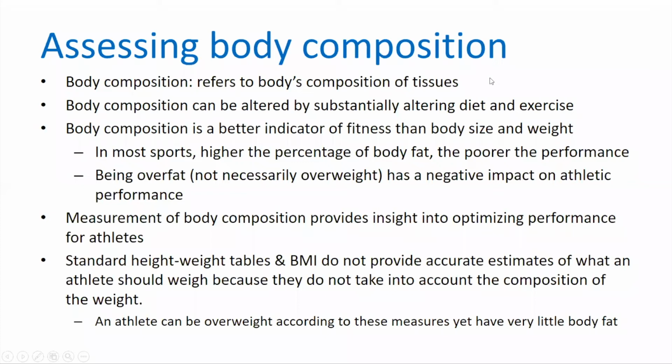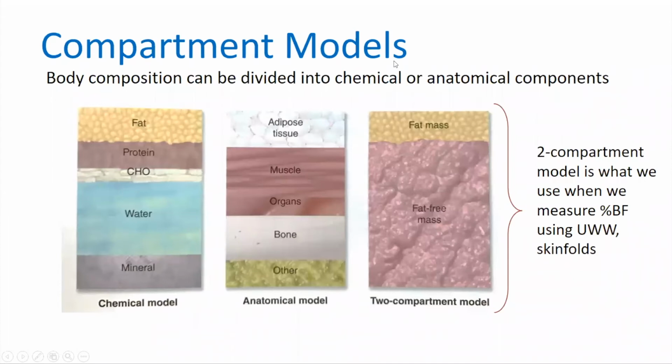So in the previous section, we talked about why BMI or body mass index is not a good indicator of body composition because it only takes into account body mass, and we can't differentiate if that mass is coming from fat mass or fat-free mass. So in this section, we're going to cover different methods of assessing body composition. There are different compartment models that can be used. In this section, we're only going to talk about the 2-compartment model, where we're going to be able to break down the body into either a fat mass component or fat-free mass component.